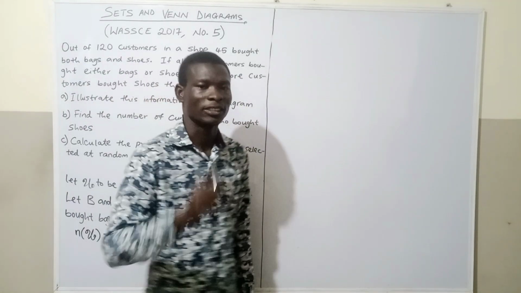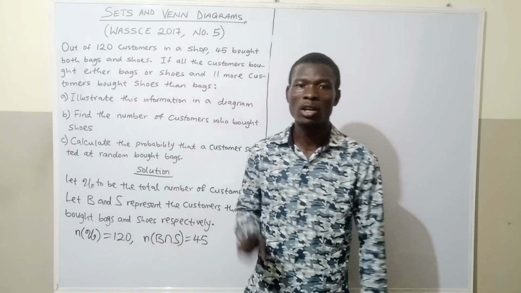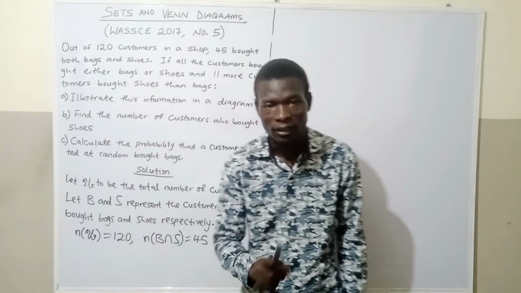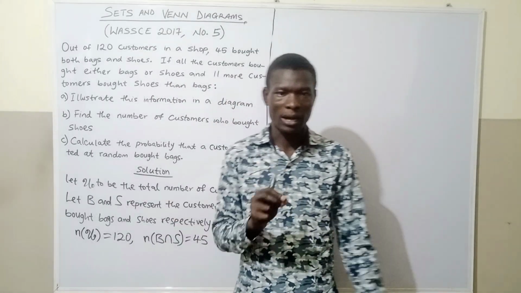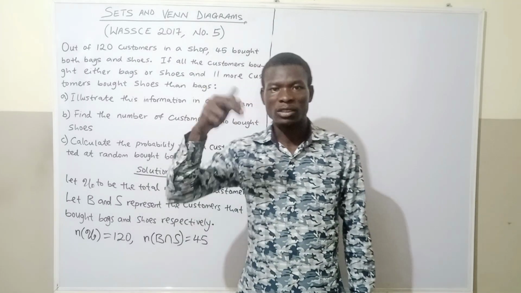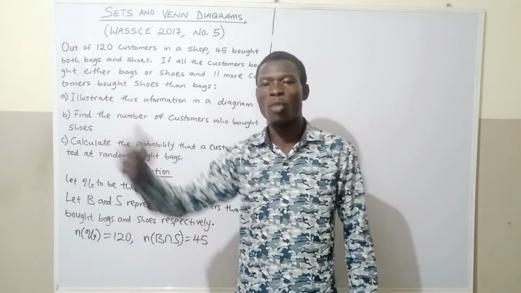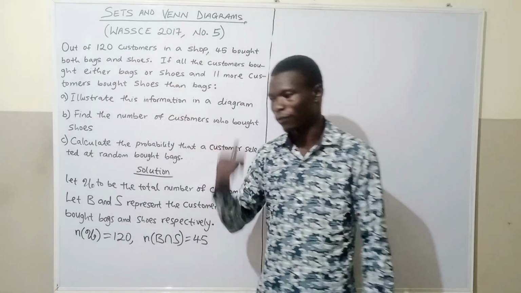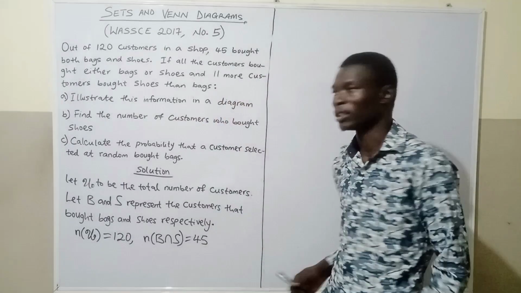Now, furthermore, the information says 11 more customers bought shoes than bag. We don't know the number of people that bought bags, but irrespective of what number bought bags, those that bought shoes, they are 11 more than those that bought bags. That's what that information is saying. So we are going to be representing that.